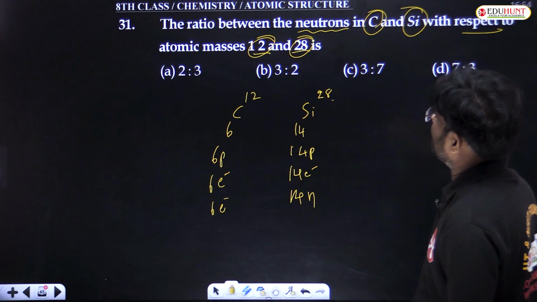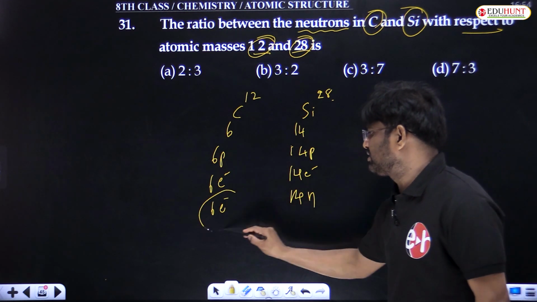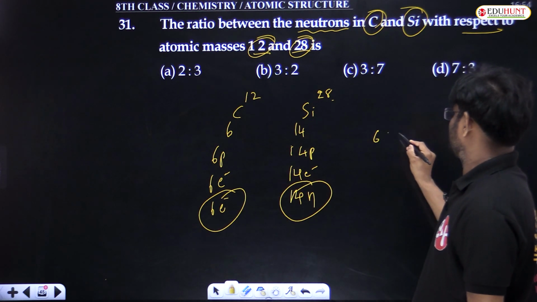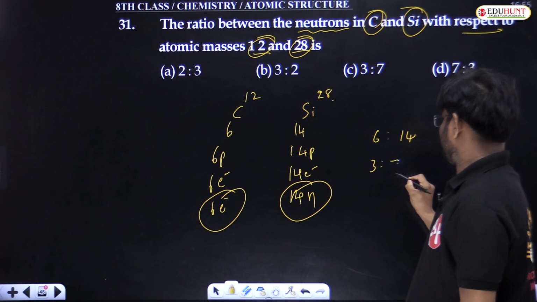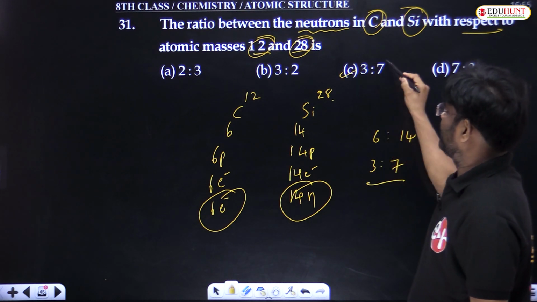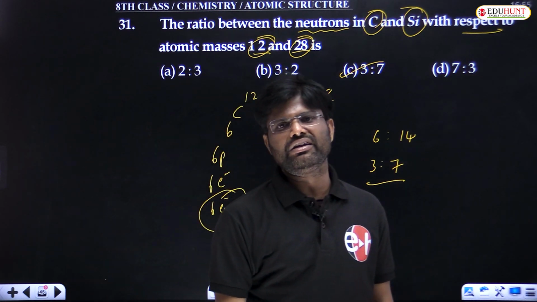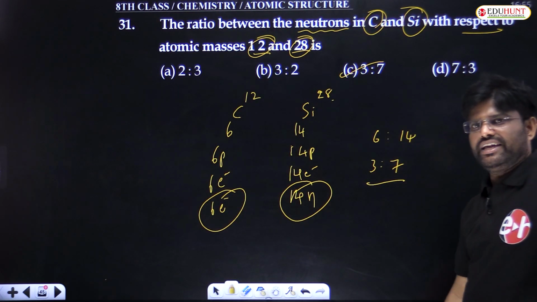So what do I want to get? The ratio between the neutrons only. Neutrons here: 6. Here: 14. So the ratio is 6 to 14, simple ratio 3 to 7. So the answer is option C. The 31st question answer is C.